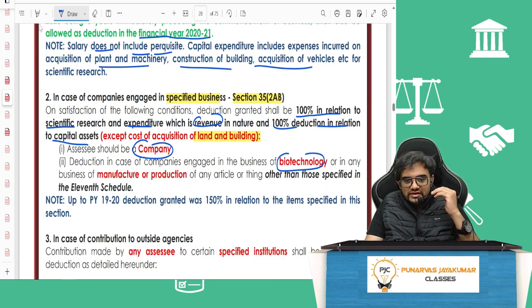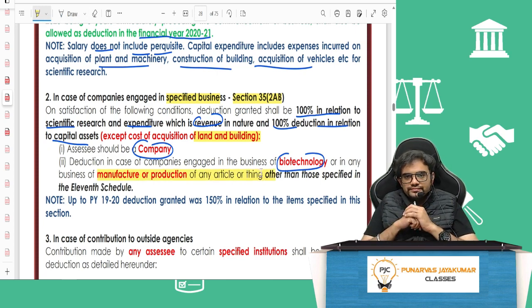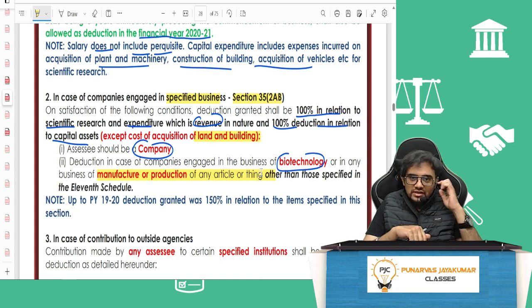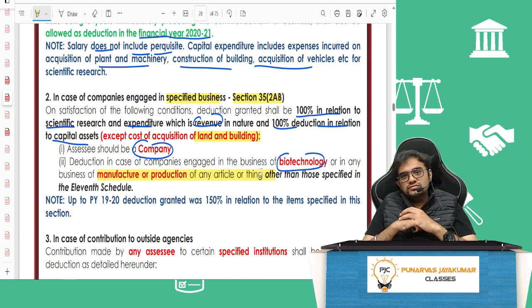Now what have they done? Everybody is allowed in this. Manufacture or production of any article or thing other than the 11th schedule. 11th schedule will have alcohol, then Ajay Devgan, Polo Zuba Kesri, tobacco, all those things. So Ajay Devgan and all, if you manufacture Vimal Pan Masala, can you take 35(2)(ab)? No. Research in the way to spit on your face, all that is not allowed, right? Yes. So manufacture or production of any article or thing other than those specified in the 11th schedule.